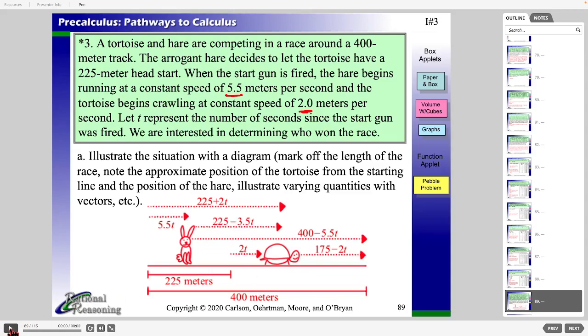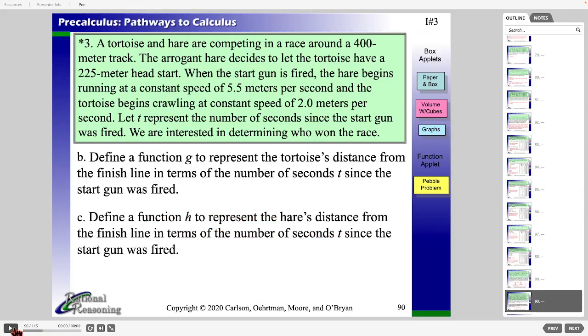So we've got some things that we can calculate. And then the distance between the rabbit and the turtle again starts out at 225, but the rabbit is gaining on the tortoise by 3.5 meters per second. So we've got all of that. Define a function g to represent the tortoise's distance from the finish line in terms of the number of seconds t since the event started. We did that. At least that was done, right? So we're going to call it g of t based on the time.